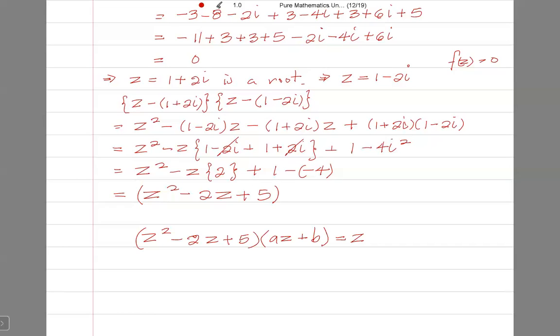Sir, so you were saying that if 1 plus 2i is a factor, the conjugate is also a factor? Yes, 1 minus 2i would also be a factor, because if the coefficients are real, the roots occur in conjugate pairs.